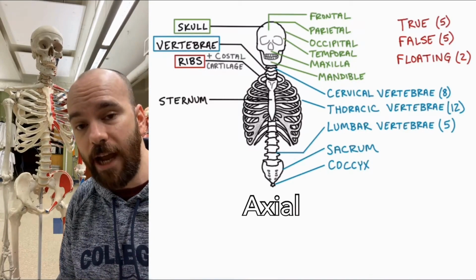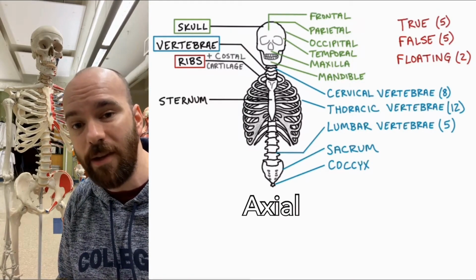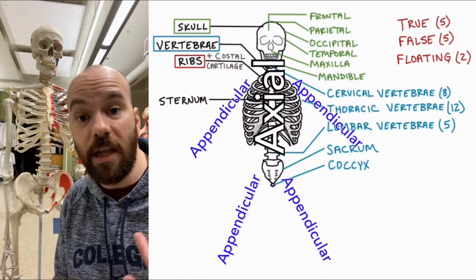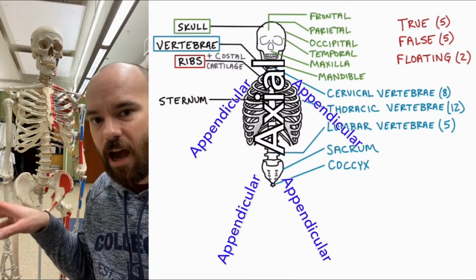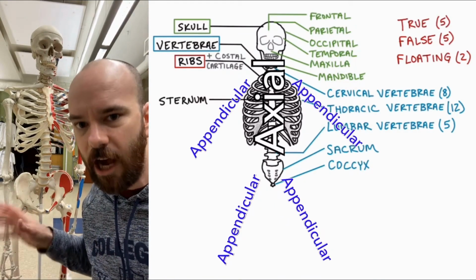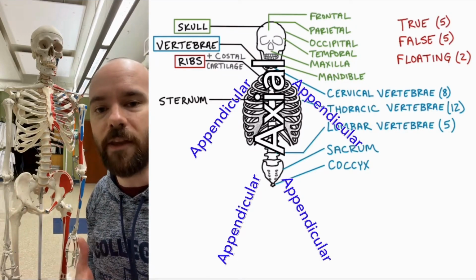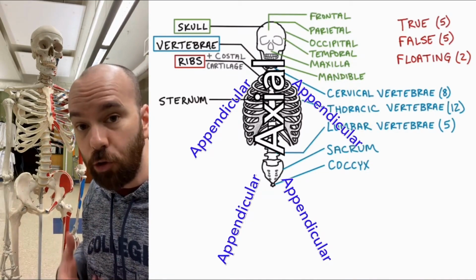Everything else that I draw on the diagram, all in blue, is going to be part of the appendicular skeleton. Appendicular, the same as appendage, means things that are sticking out. And so your arms and your legs sort of stick out from the main part of your torso, which is why they get the name appendicular. We'll start with the shoulder and the arms.